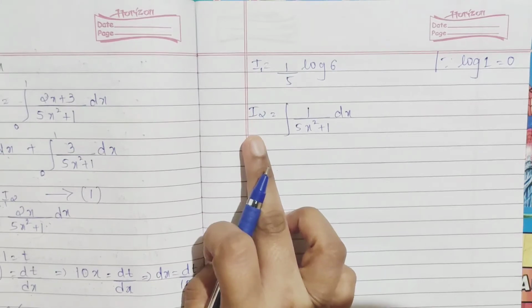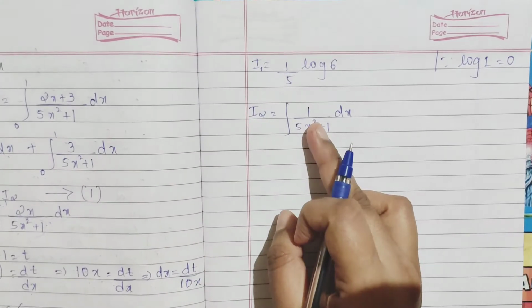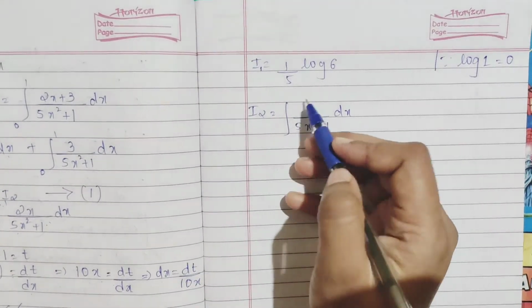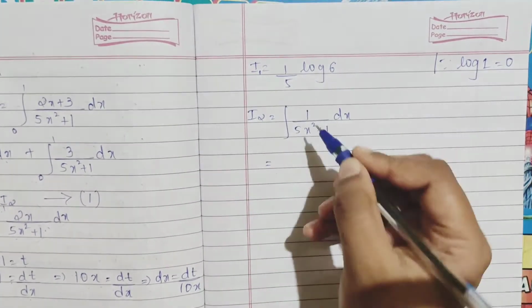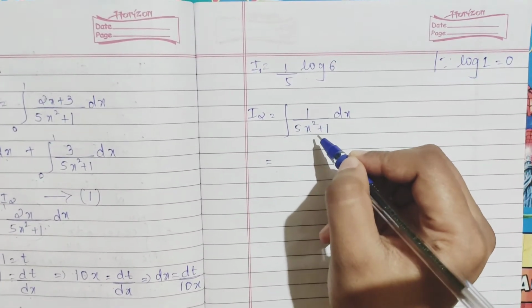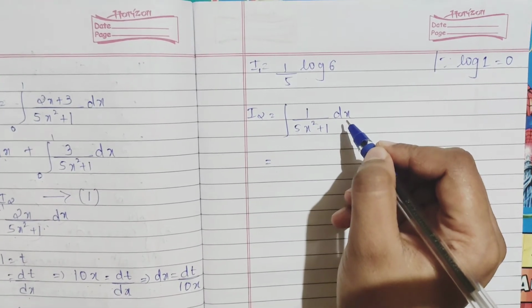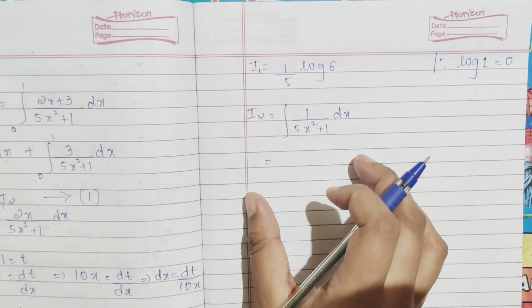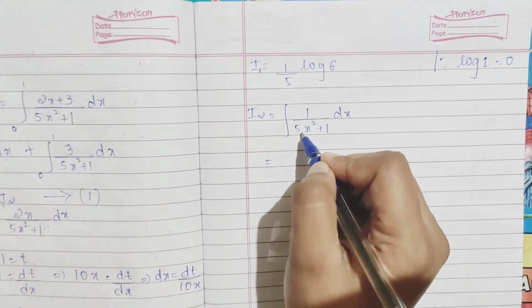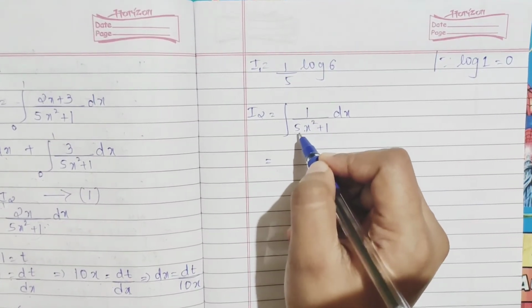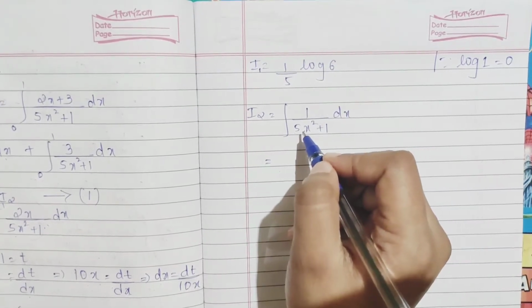Now we will consider our I2. See, the 3 you can take outside or just keep it, because we will apply the formula here itself. So you have I2 = 1/(5x² + 1) dx. Later on we will apply the limit. Usually when applying the formula, we don't want the coefficient of x² to be any number other than 1, so we will make it 1.